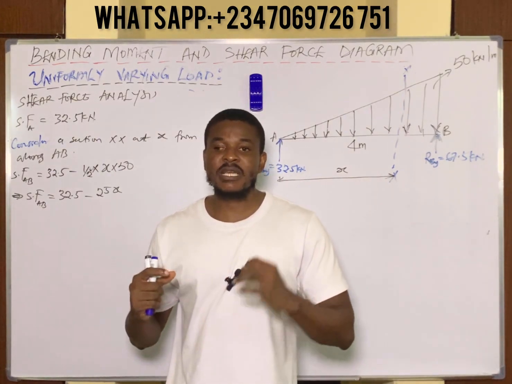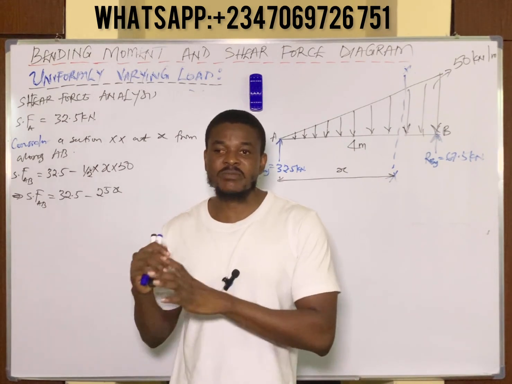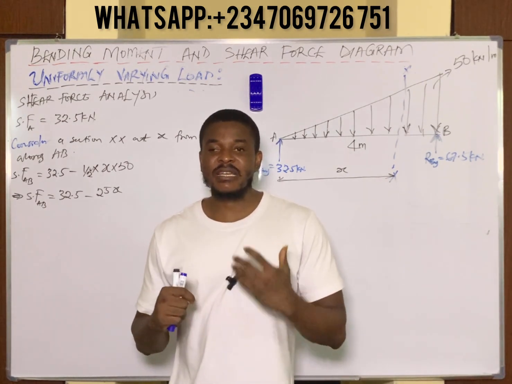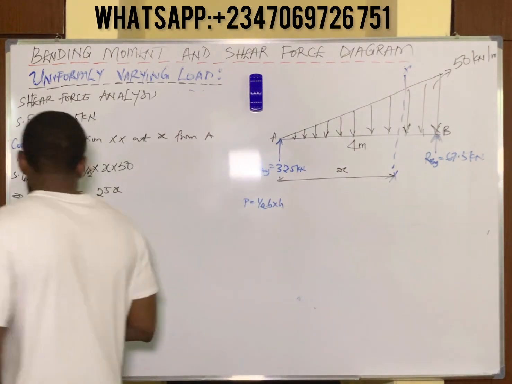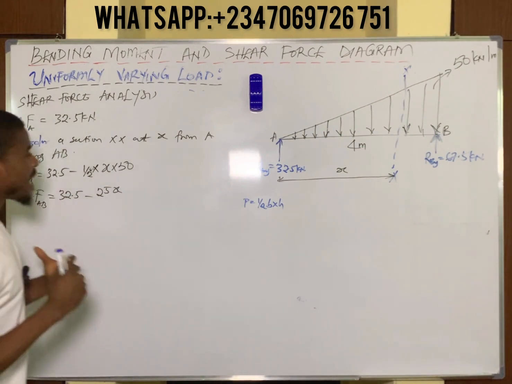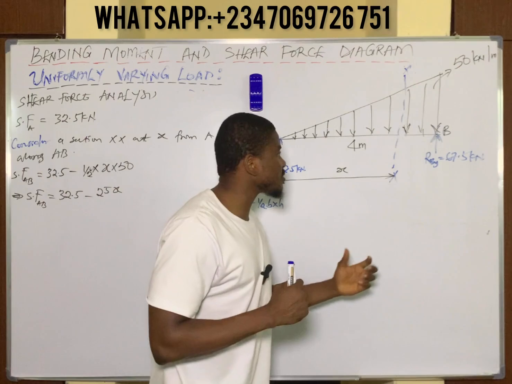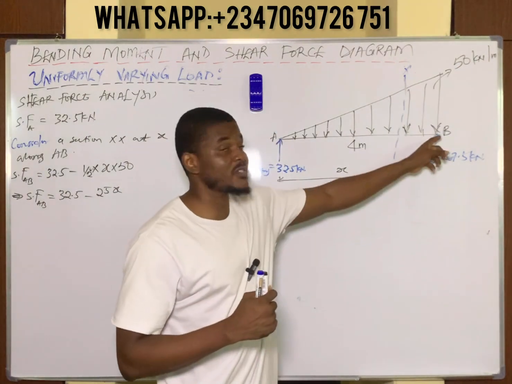I will do this at the end of the video, where I'm going to explain the point of maximum bending moment and the point of contraflexion and how you can get them. So now this is along AB, but our idea is to find the shear force at point B.